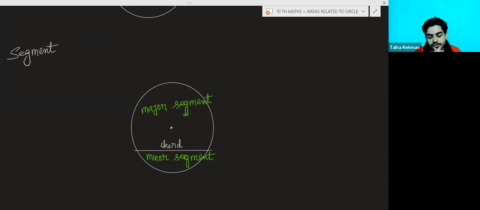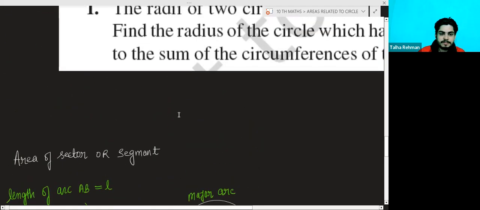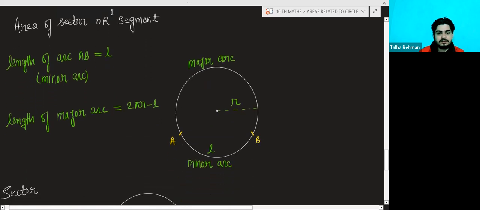And what is a chord? A chord is the line joining any 2 points on the circle. Okay, so after this, we will discuss how we will calculate the area of sector and the area of segment. First, write down this.